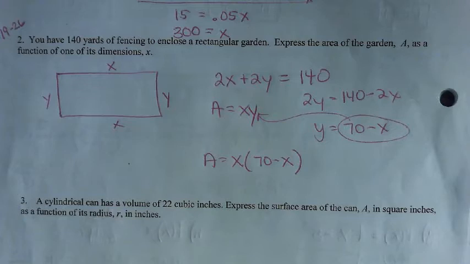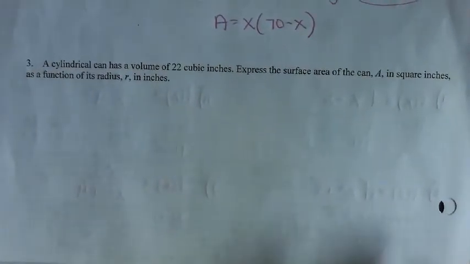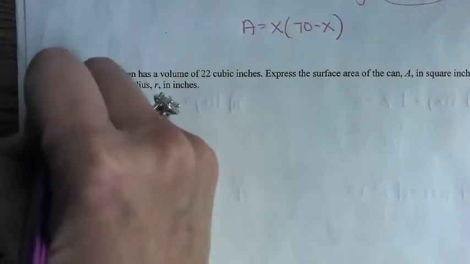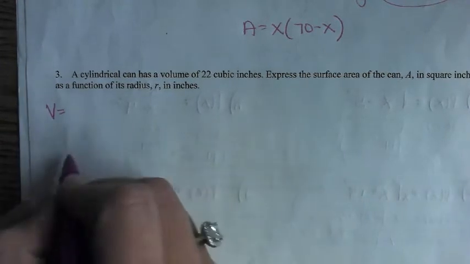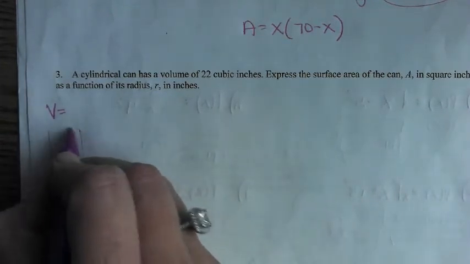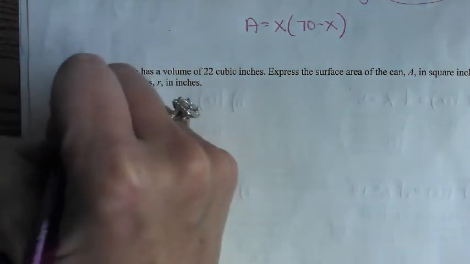Okay, on number 3, I have to give you a couple formulas because I'm going to doubt that you know them. So number 1 is the volume of a cylinder. Does anybody know what that formula is? The volume of... That's correct. Yep. Pi r squared h.